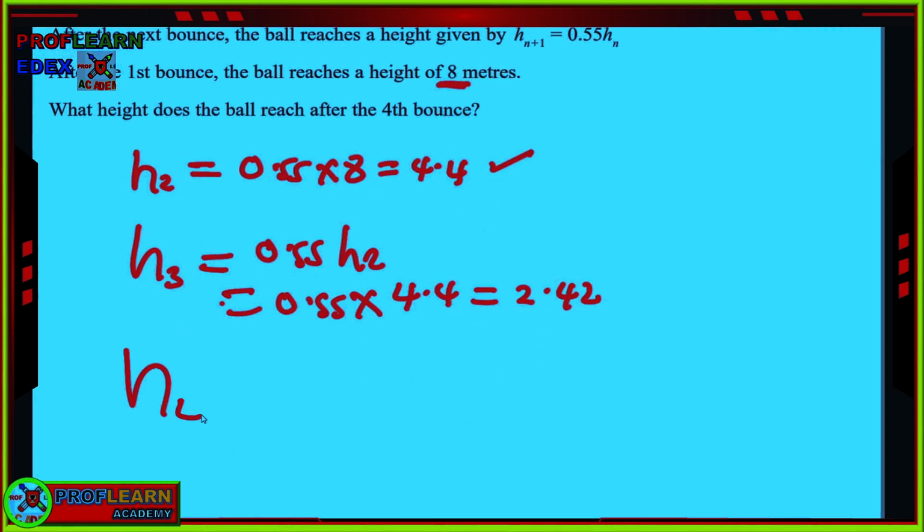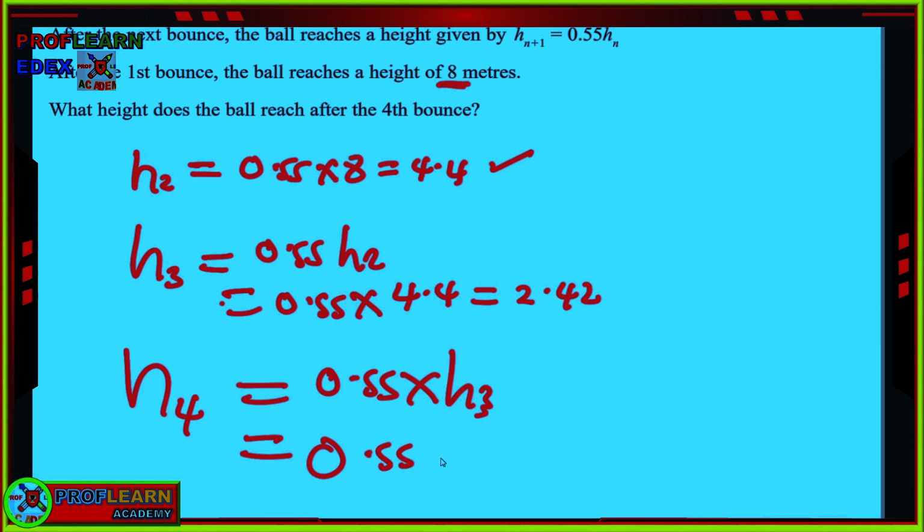So we need h4. h4 is going to be 0.55 times h3, and that is going to be 0.55 times 2.42. Working it out, we're going to get our answer, 1.331, as the fourth bounce height.